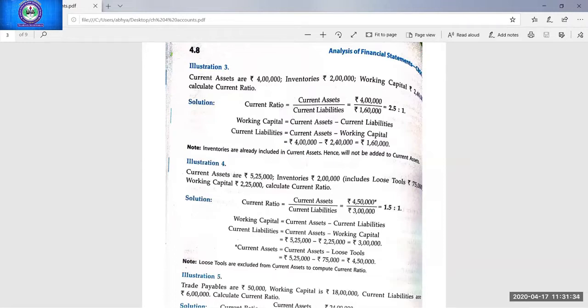Now current assets for the current ratio, not the actual current assets. For the current ratio, current assets equal current assets minus loose tools. So current assets 525, loose tools 75, which is equal to 4,50,000. Now put the values in the formula. 4,50,000 upon 3 lakh, which is equal to 1.5:1. Remember that every time you have to write the ratio answer in lowest terms. Harshdeep is writing inventories minus, but you need not minus the inventories because they are part of current assets.